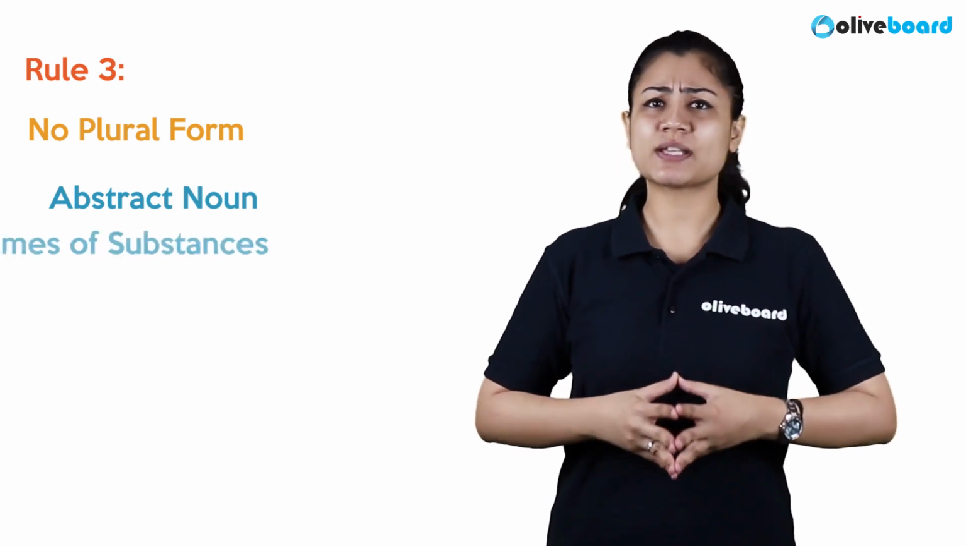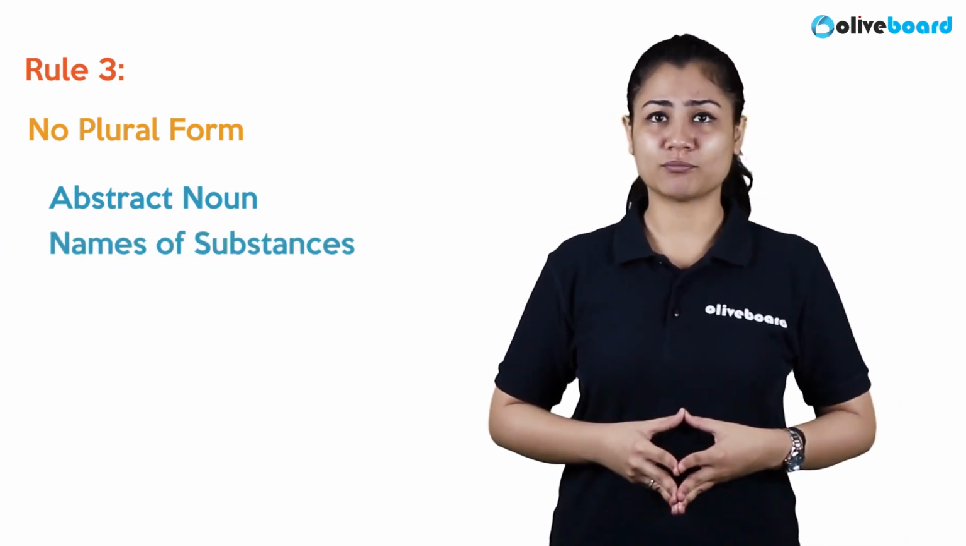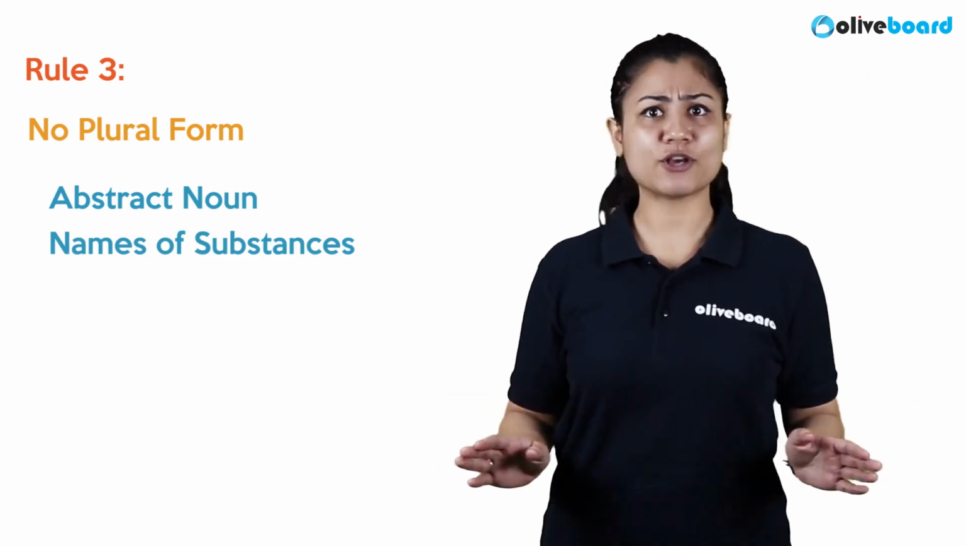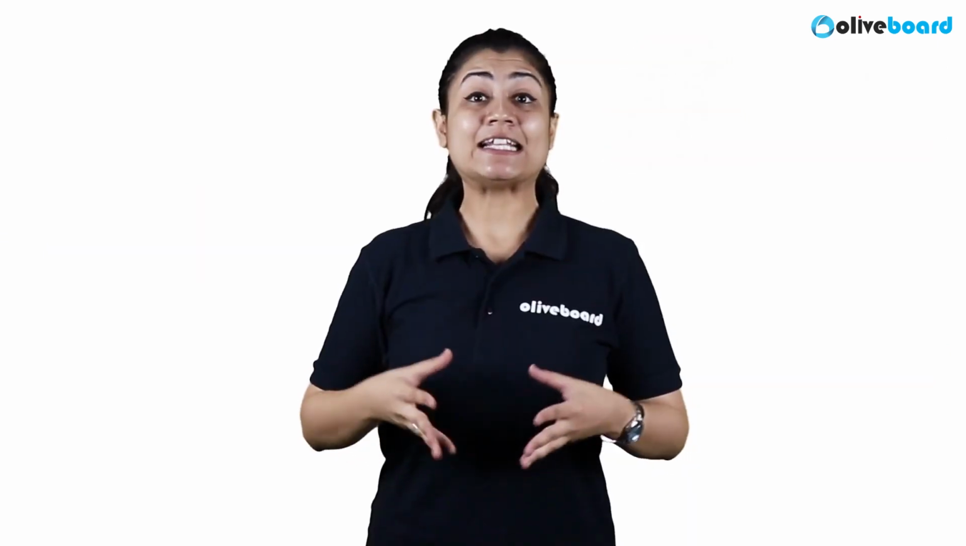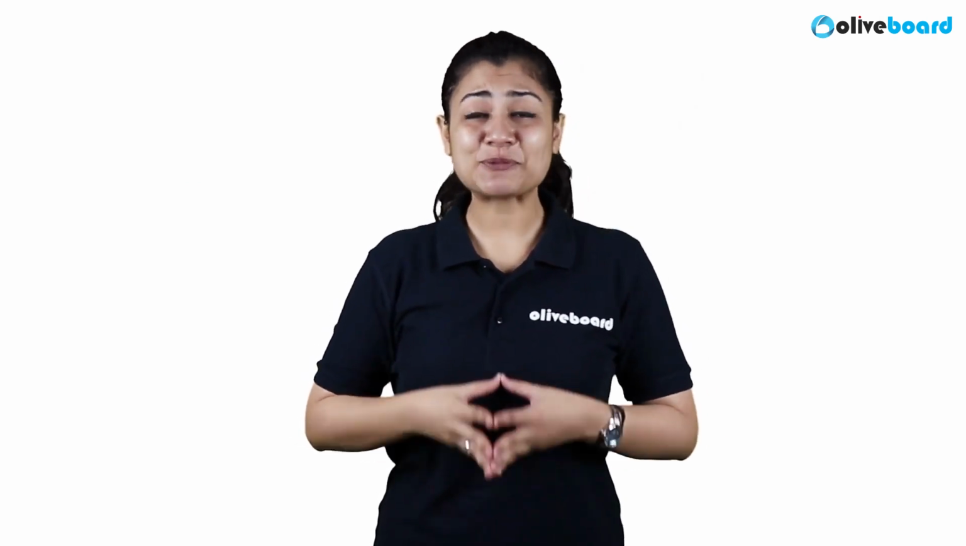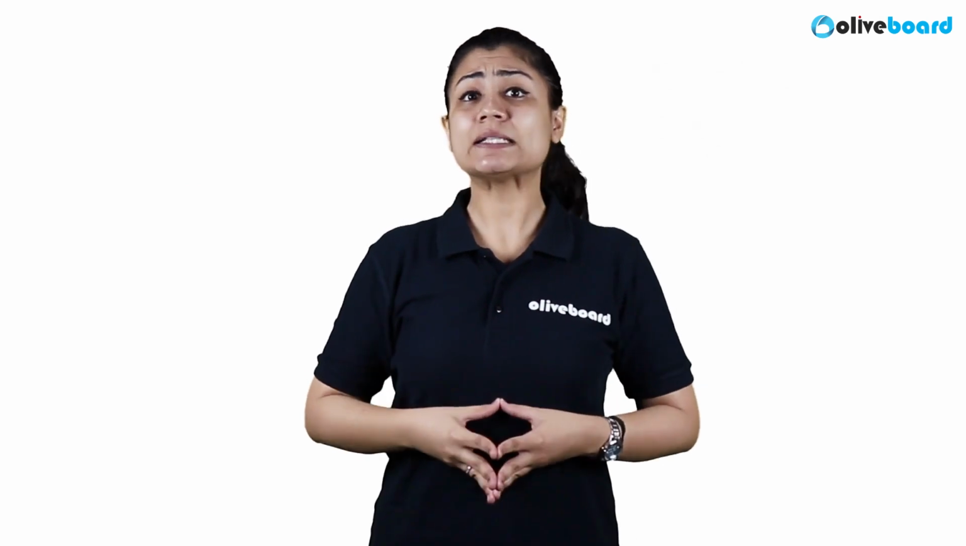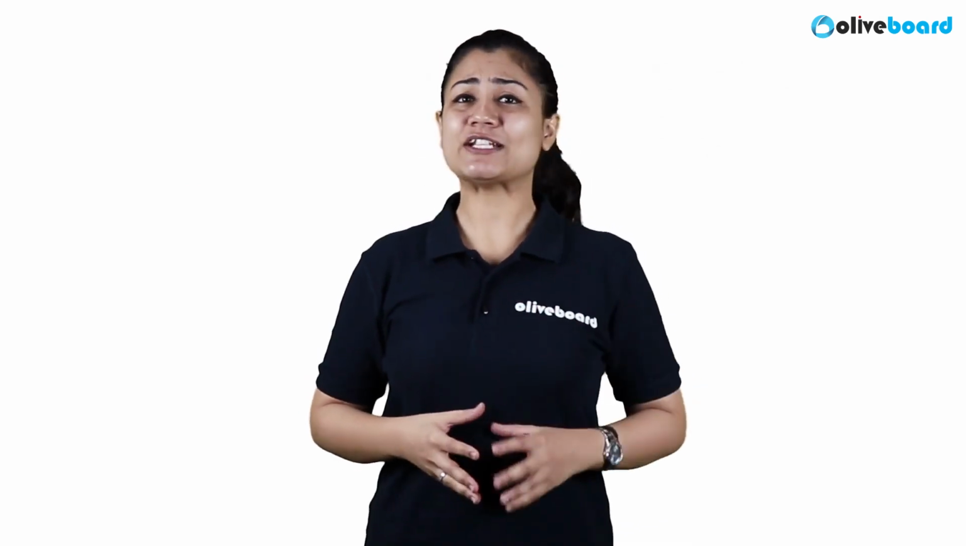Additionally, names of substances do not have a plural form. You always say copper, tin. We never say coppers or tins. Let us solve an actual question type to put these rules into perspective. Now this question type may look like the previous one, but it is actually very different.